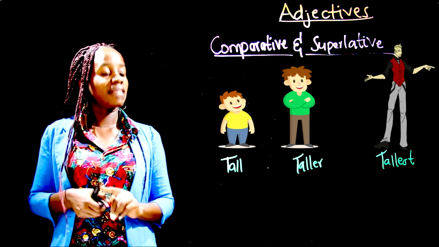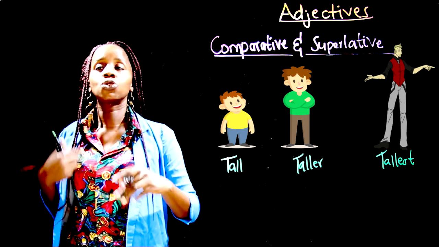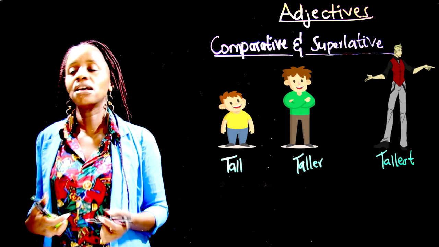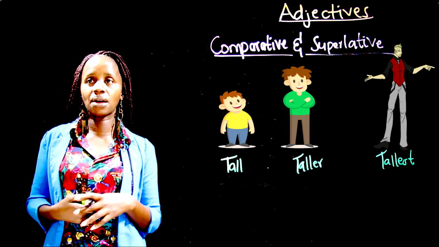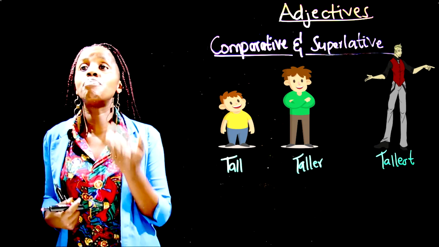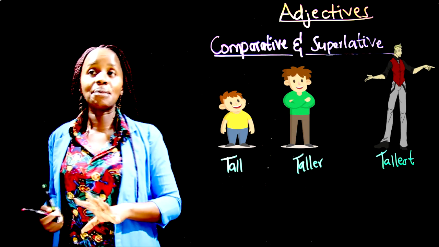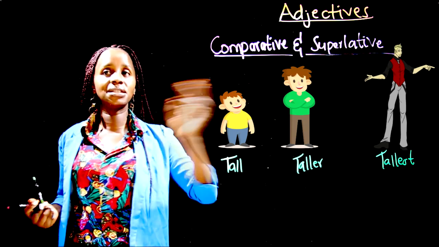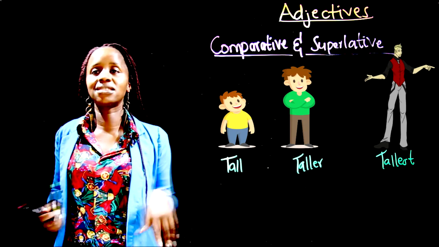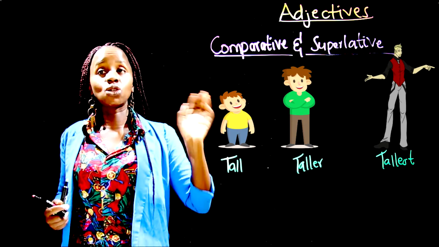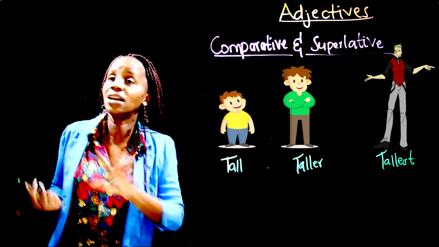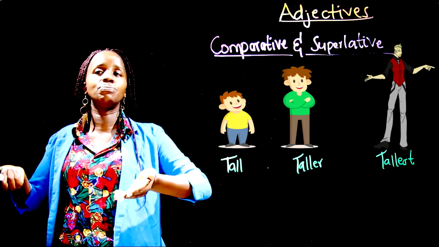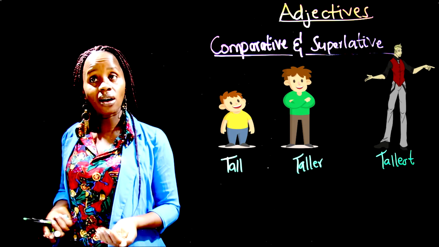Okay? Then superlative comes from the word superior. Okay? Superlative comes from the word superior. Superior means being the best among all. Okay? So if you're talking about tall buildings in a city, maybe the tallest among all other tall buildings is what we will call the superior tall building, and we will say the tallest.